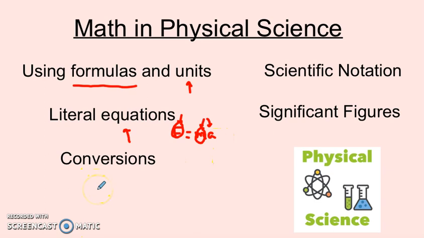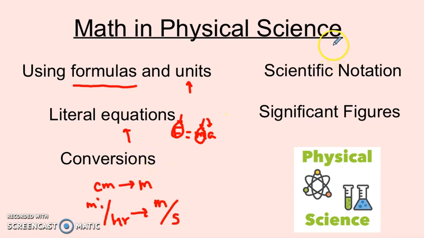Conversions: you have done metric conversions before, for example, going from centimeters to meters, but in physical science you have more than just metric conversions. As I mentioned before, things like going from miles per hour to meters per second. So you're not only converting to a metric unit, like meters, but you are also converting down from hours to seconds. We'll have some practice on that.